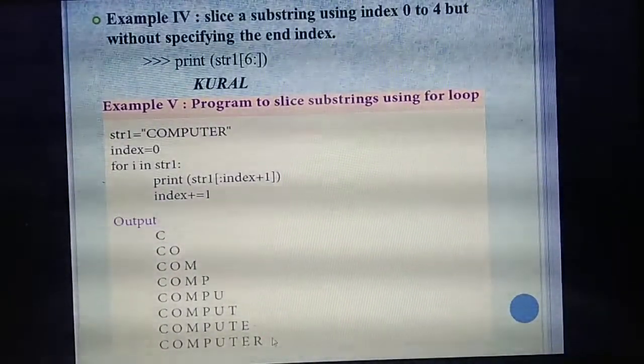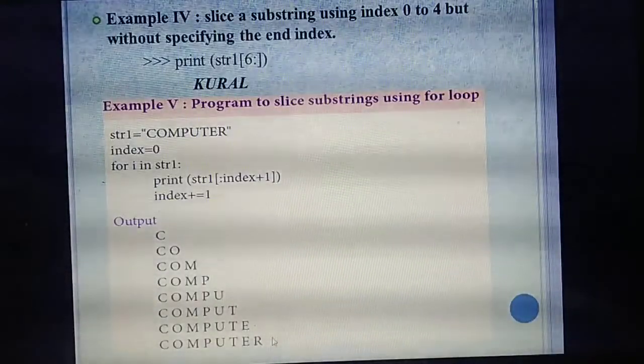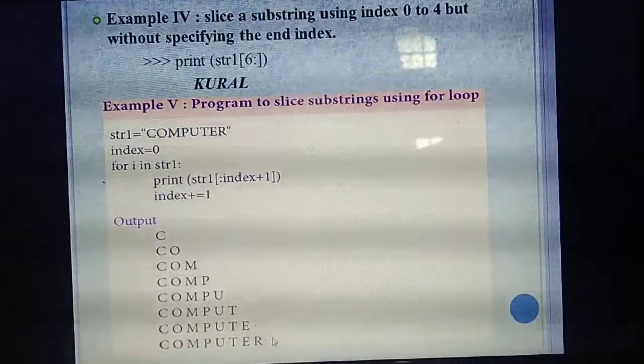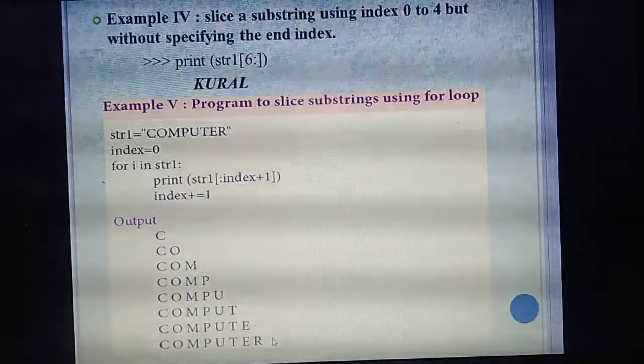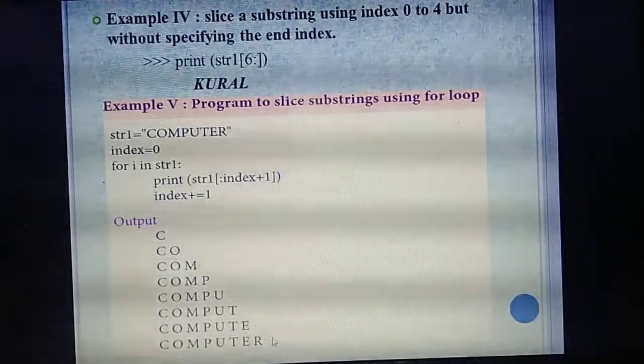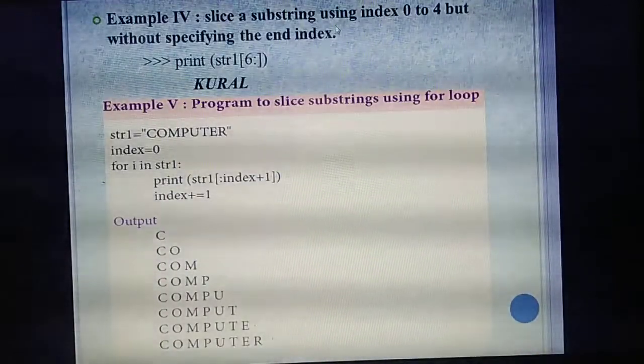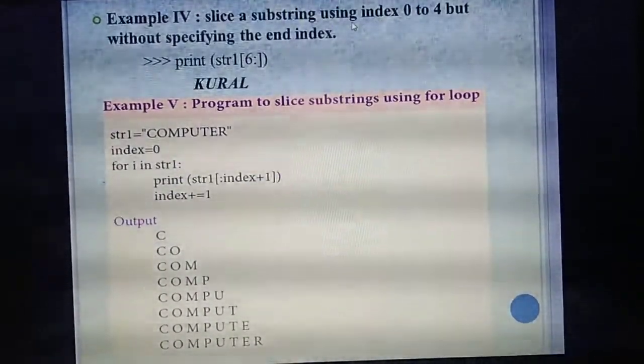Understand? So please read it one time right now. Very, very important program. Sometimes they will ask it for 3 mark questions, sometimes for 5 mark questions also. Understand and study.